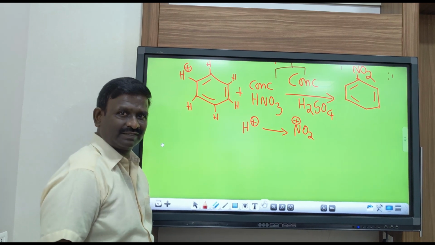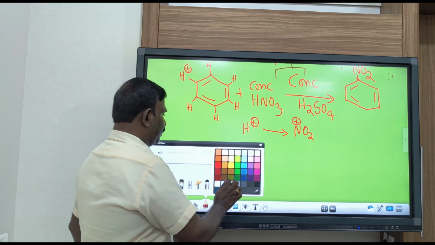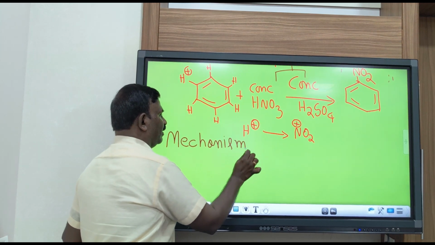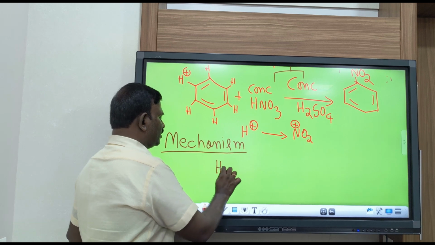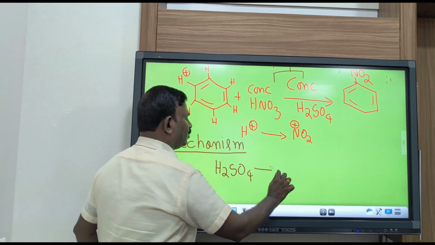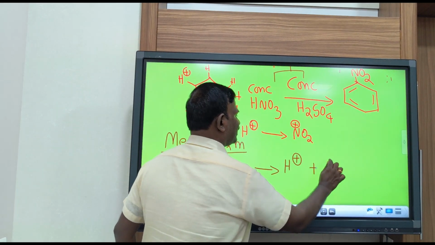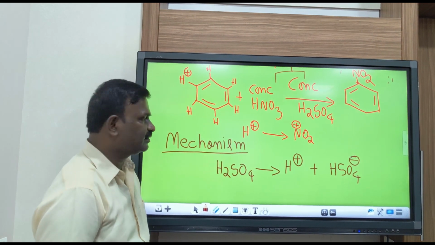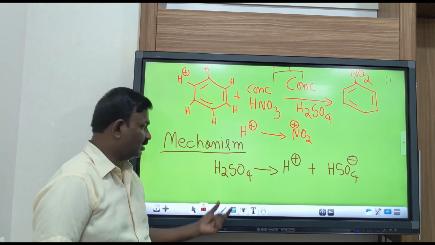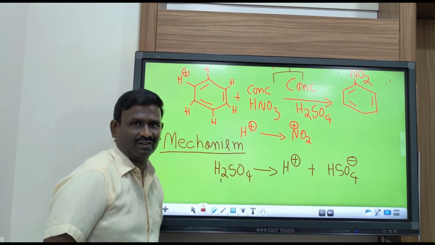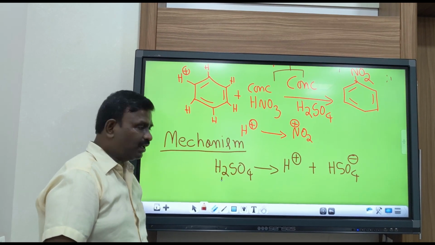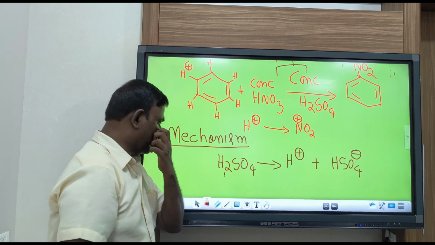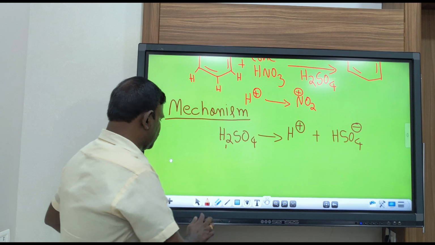How does this reaction occur? Let us look into the mechanism of the reaction. Sulfuric acid can dissociate into H plus and HSO4 minus. As per Lowry-Bronsted theory, an acid is a proton donor. Sulfuric acid is donating the proton; that's why it is an acid. It donates by dissociating into H plus and HSO4 minus, and this H plus is donated by sulfuric acid.